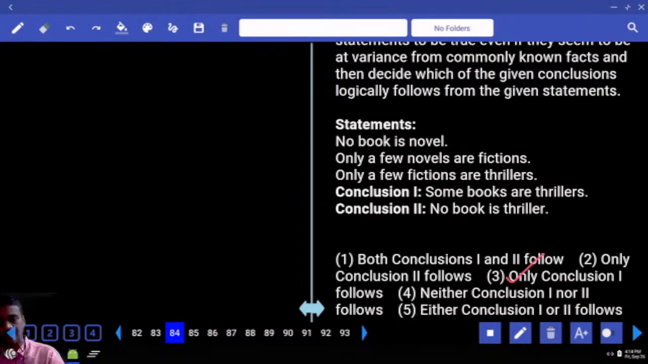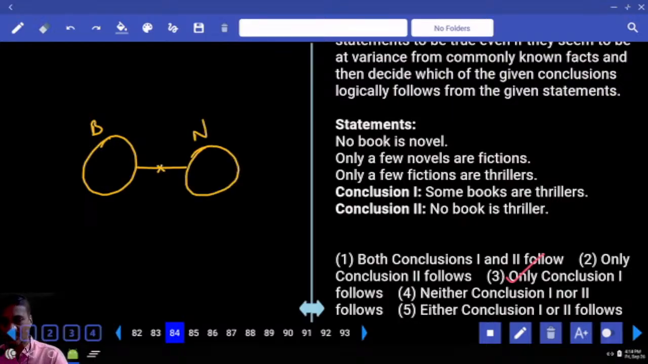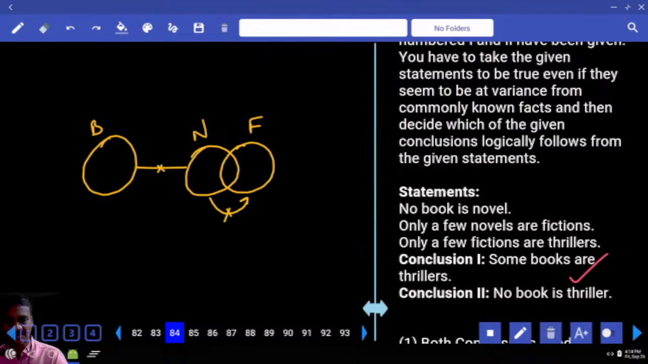No book is novel. No intersection between book and a novel. Now this is book and this is novel. Only a few novels are fictions. Some of the novels are fictions but not all. And only a few fictions are thrillers. Some fictions are thrillers but not all. Then first one. And some books are thrillers, false. No book is a thriller, true.